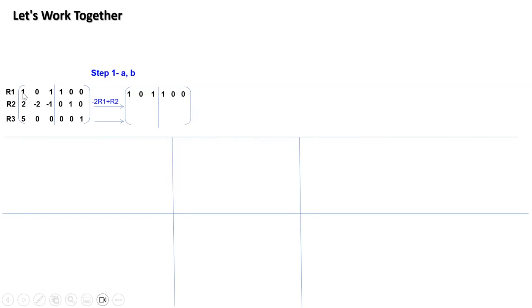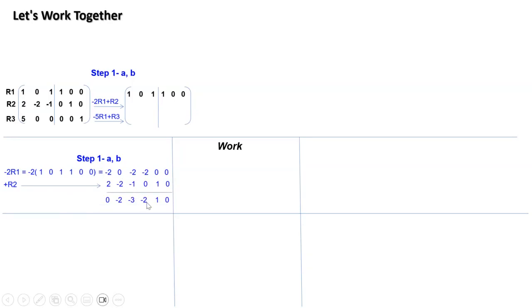Then I'm going to multiply negative 5 row 1 and add it to row 3. And here's my work. Right, so negative 2 row 1 will give us negative 2, 0, negative 2, negative 2, 0, 0, plus row 2. Row 2, what we do is bring row 2 over. Will give us 0, negative 2, negative 3, negative 2, 1, and 0. That's my new row 2.